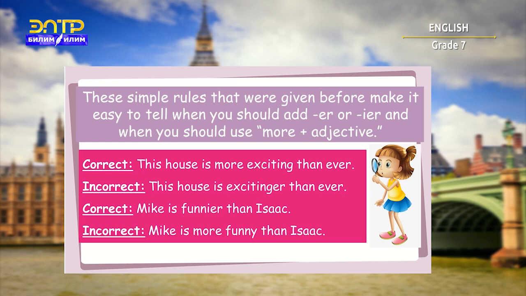Let's read some examples on this slide. Some of them are correct and some of them are incorrect. Correct one: this house is more exciting than ever. And the incorrect one: this house is excitinger than ever. The second example, correct one: Mike is funnier than Isaac. And the incorrect one: Mike is more funny than Isaac.